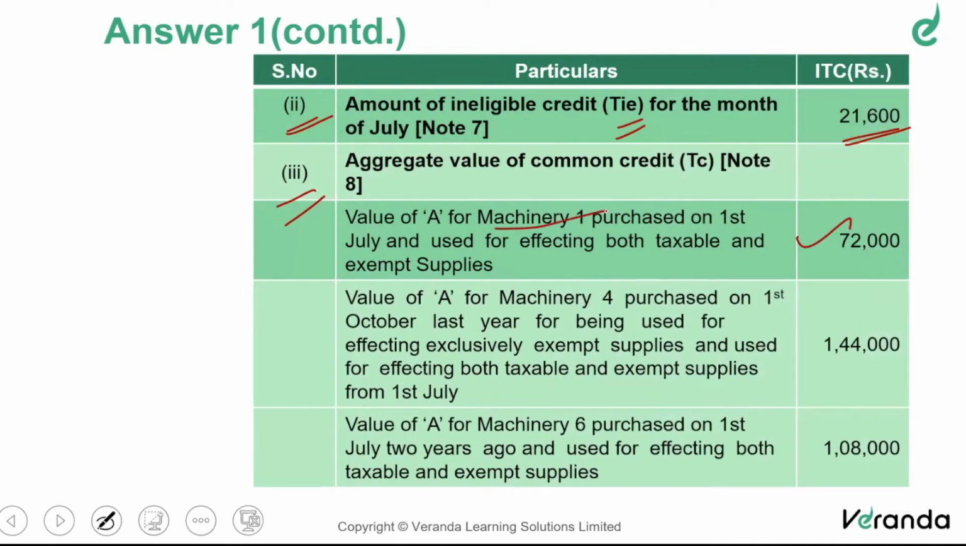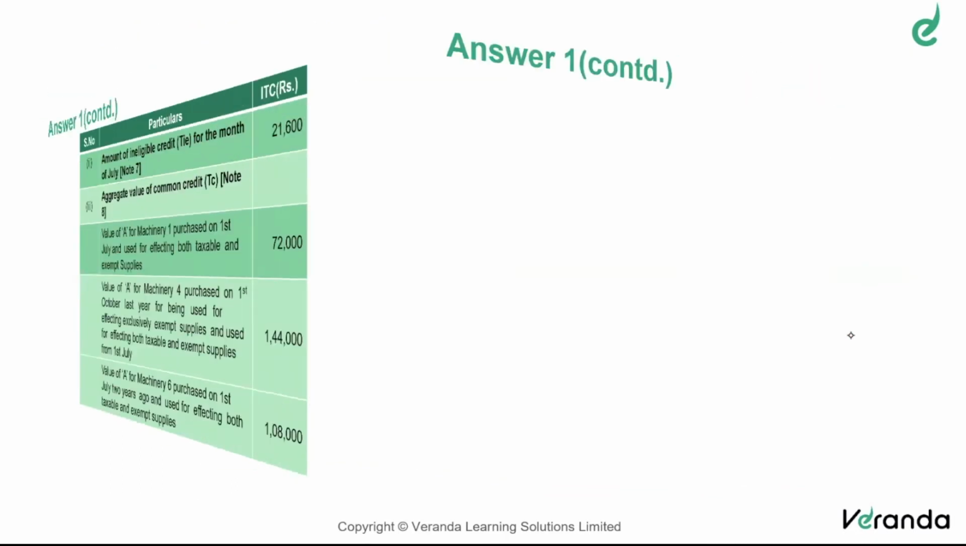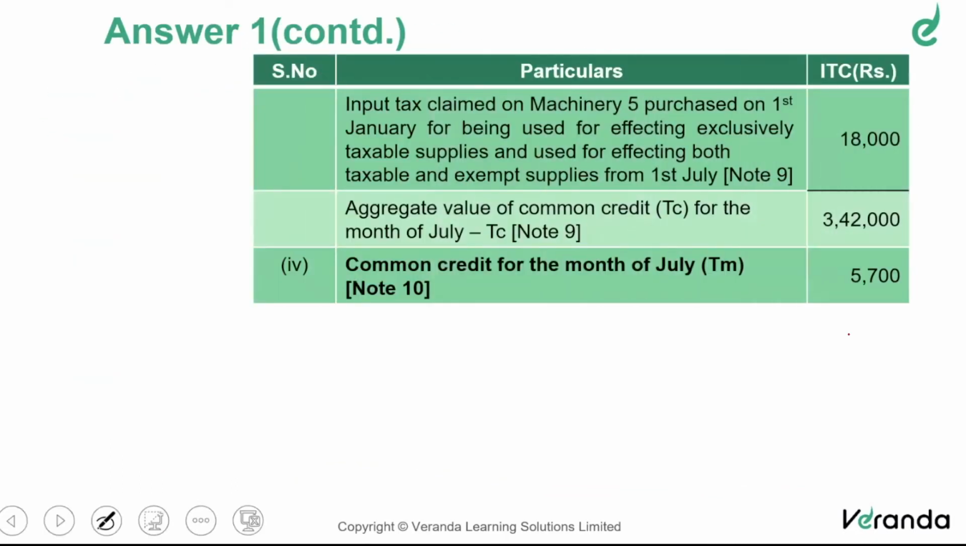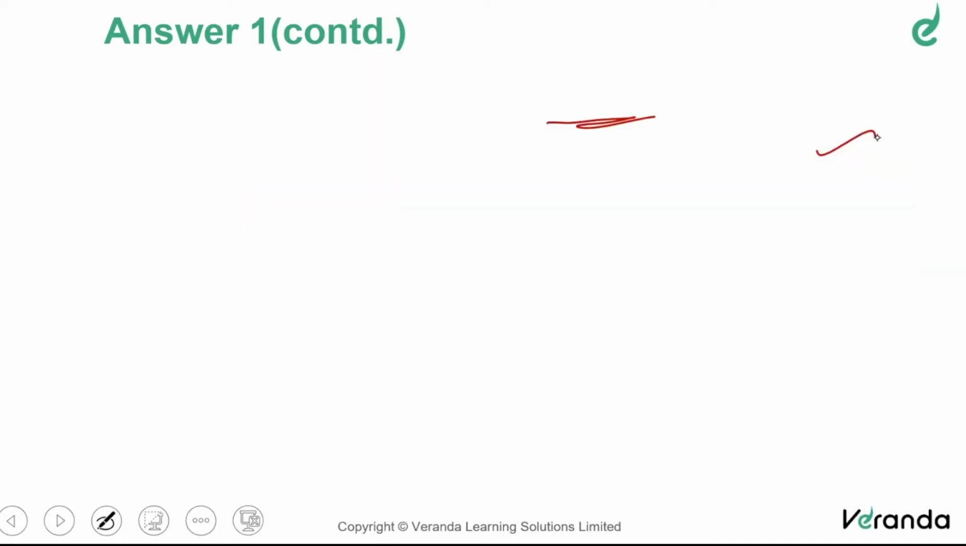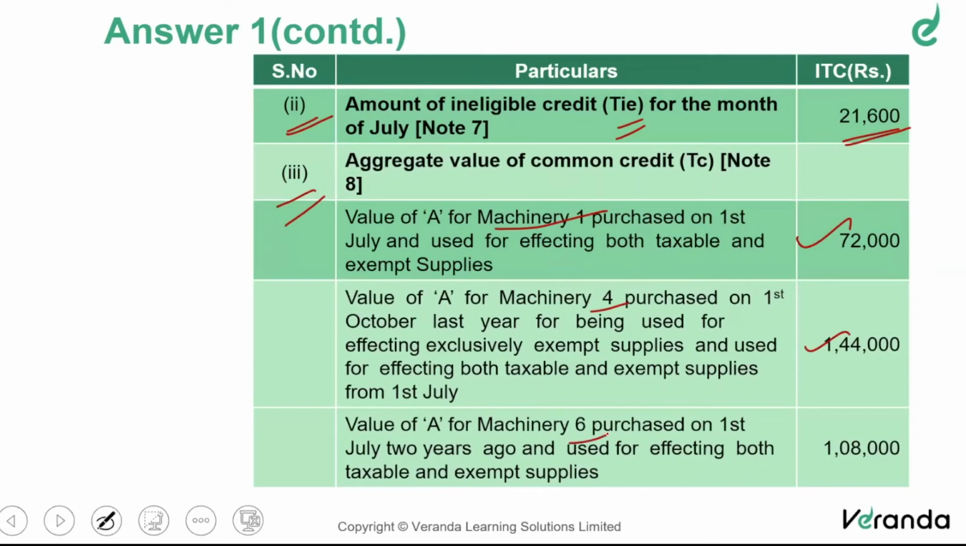So first one is machinery number 1. Okay, given here itself. Common capital goods, that is purchased. It's a new machinery directly used for common. Machinery number 4 is converted from taxable to common. Machinery number 5 should also come. Machinery number 5 is shown here. So machinery number 1 is coming. Machinery number 4, 5, and 6, all the 3 are coming. Correct? Correct. So they have changed the order.